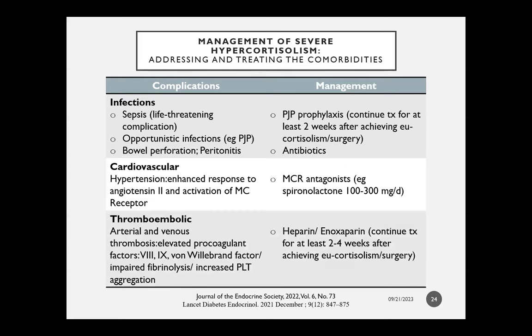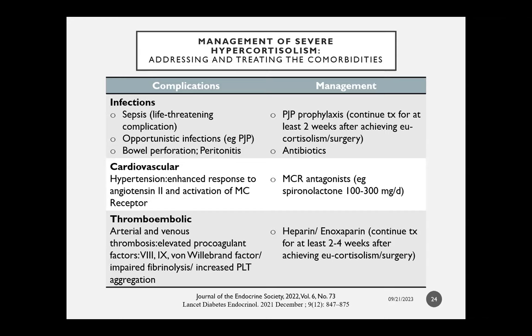Speaking of infections, some of these patients might present with life-threatening sepsis. Many opportunistic infections have been described in the literature in these patients, for example, pneumocystis jirovecii pneumonia is one of them. Bowel perforation and peritonitis are also common in these patients. We need to give prophylaxis for pneumocystis in these patients. We start the treatment at the time of diagnosis, and we might need to continue it for 2 weeks after achieving eucortisolism, even if the patient has definitive treatment. And of course, antibiotics if needed for other types of infections.